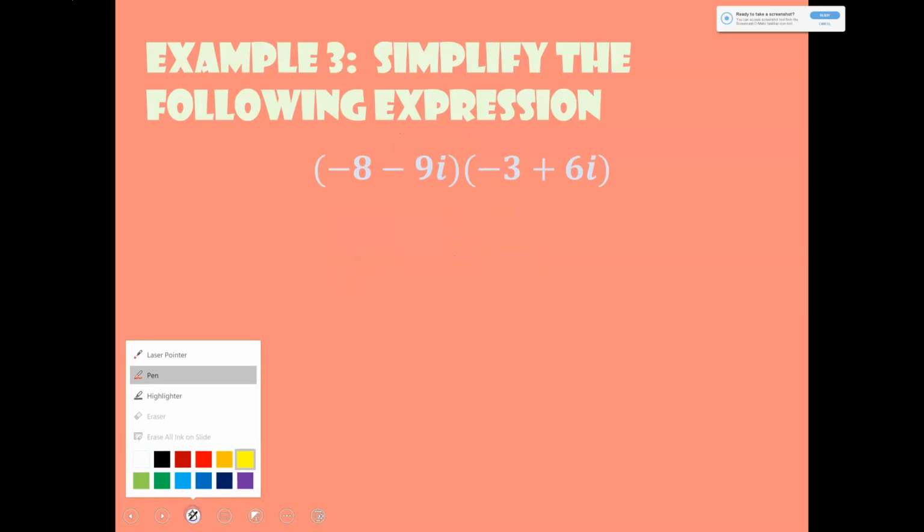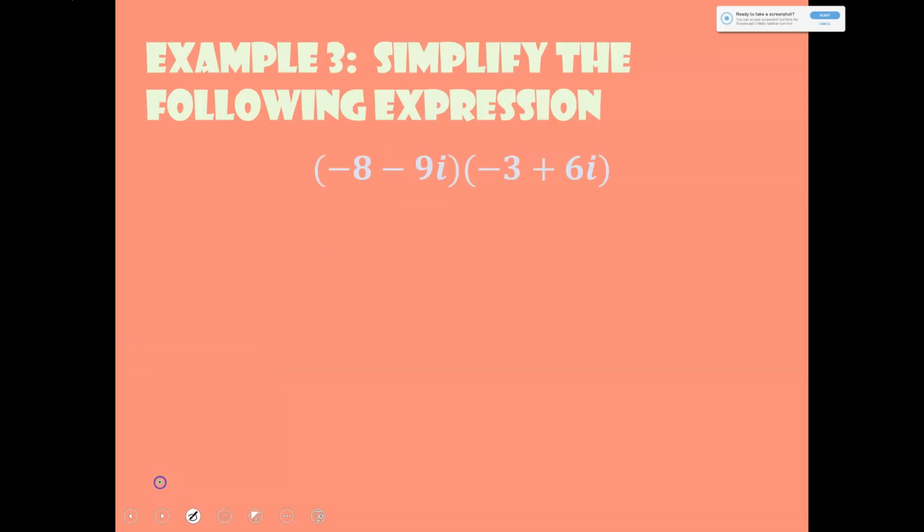All right, let's get down to the double distribution problems. So you're going to distribute once, then twice, change I squared to negative 1, clean stuff up, and get your final answer. Okay? So negative 8 times negative 3 is going to be a positive 24.